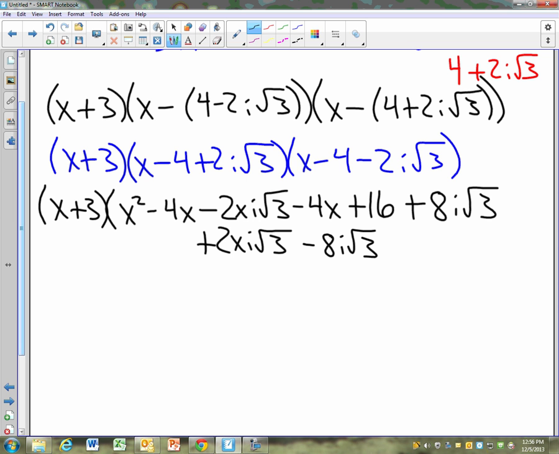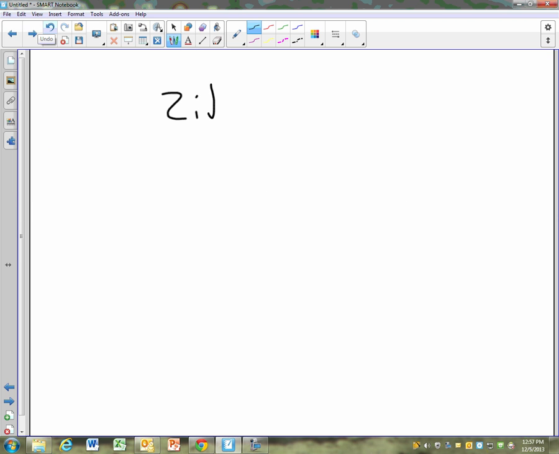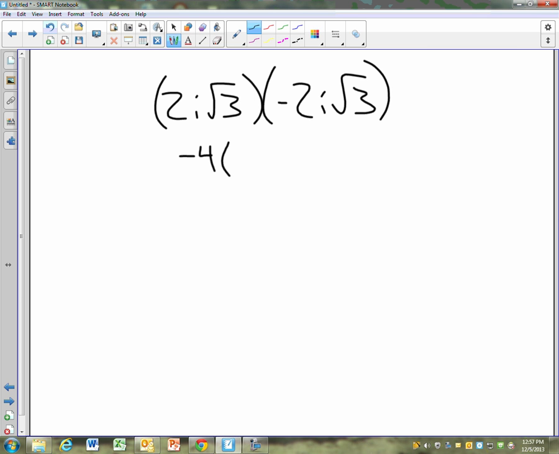And then we have the last one. I'm going to need a separate page so you can follow what's happening here. Can I go to a different page? 5, 4, 3, 2, 1. Gone. Okay. 2i roots of 3 times negative 2i roots of 3. That's our last term. Let's think about what's 2 times negative 2. Negative 4. What's i times i? Negative 1. And what's the root of 3 times the root of 3? 3. So you get negative 4 times negative 1 times 3 is 12.